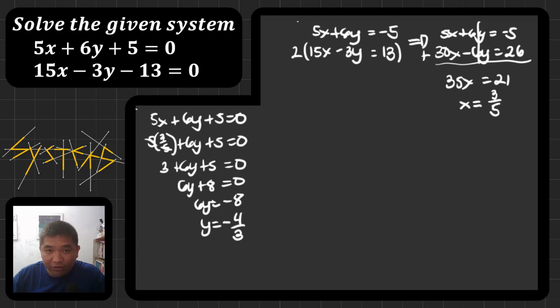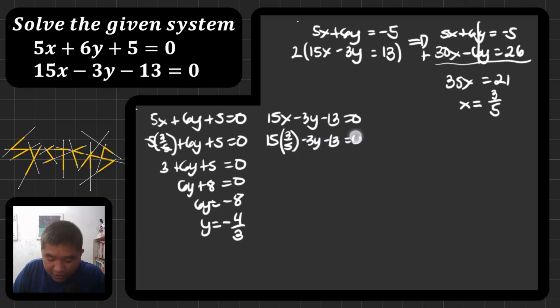Now, this could already be okay, but as a process, let me use the same value of x to verify if we will get the same value of y, negative 4/3, when we use the second original equation. Now, this is just a verification. If you have time, I'm encouraging you to do this as practice so you would be really sure about your answer. So, the second original equation is 15x, that's 15x, right? Minus 3y minus 13 equal to 0. So, 15x, x is 3/5 minus 3y minus 13 equal to 0.